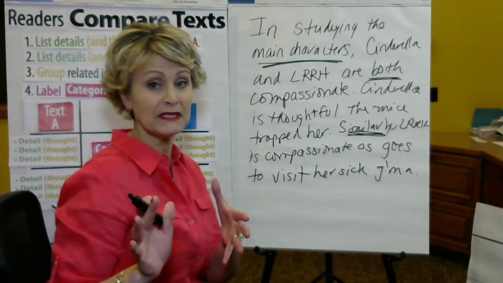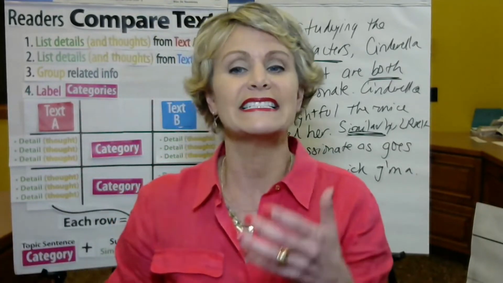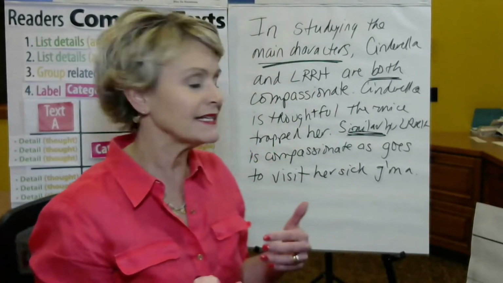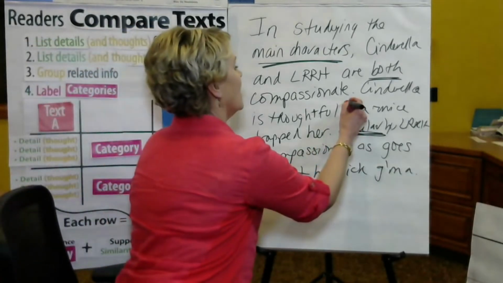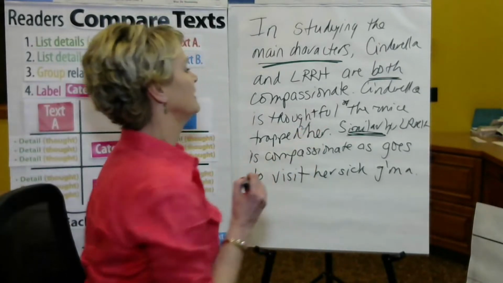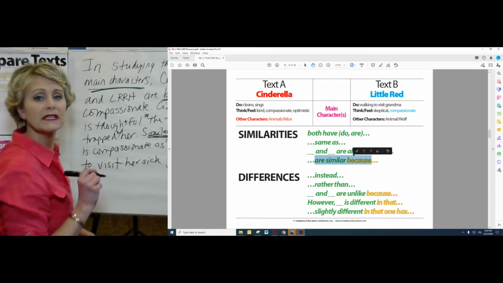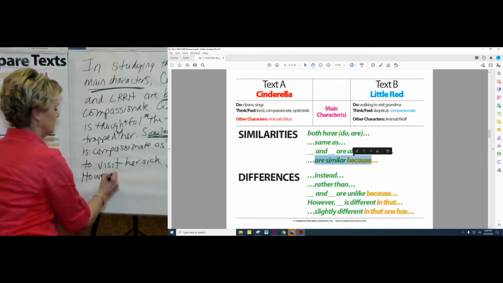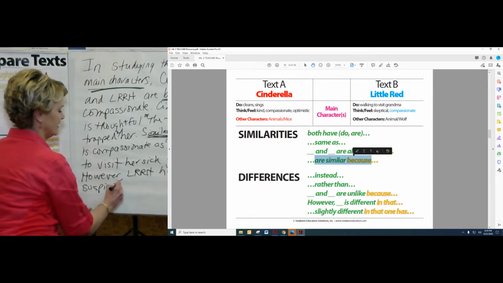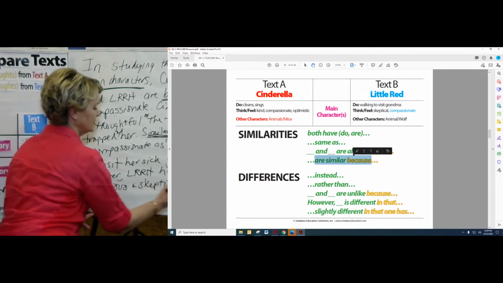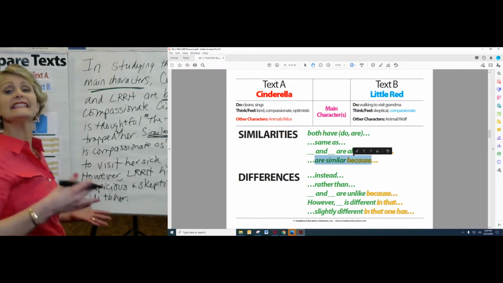Now, I could talk about another similarity, like both of these stories use animals as characters. But let me go ahead and reference what a difference, right? A contrast between them might sound like. In studying the main characters, Cinderella and Little Red Riding Hood are both compassionate. Cinderella is thoughtful of the mice trapped with her. Similarly, Little Red Riding Hood is compassionate as she goes to visit her sick grandmother, okay? However, Little Red Riding Hood has a suspicious and skeptical side to her. Whereas Cinderella is always kind and optimistic.